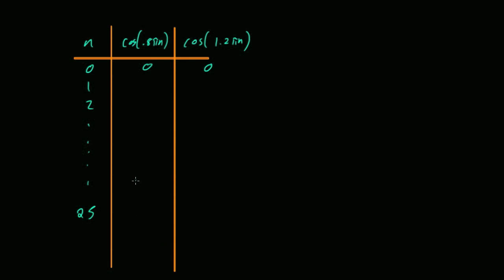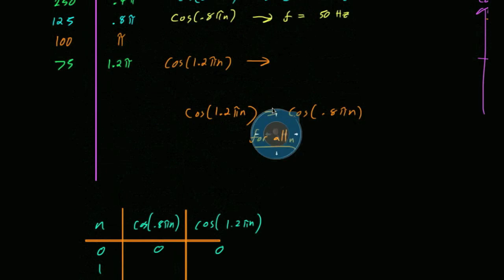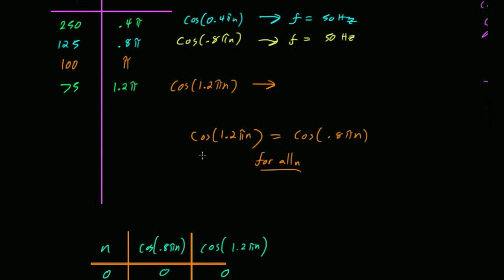So when we come back on Friday, we will discuss why this is not a good thing. This happens to be called aliasing, and I'll discuss what that means. But this is essentially where this falls apart. Cosine of 1.2 pi n equals cosine of 0.8 pi n. You cannot tell them apart.